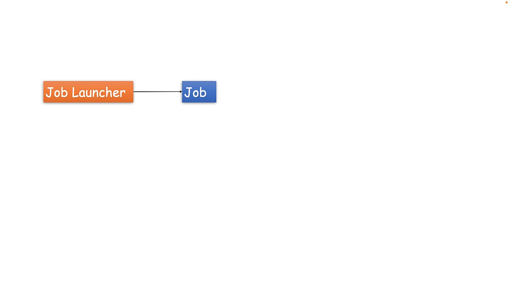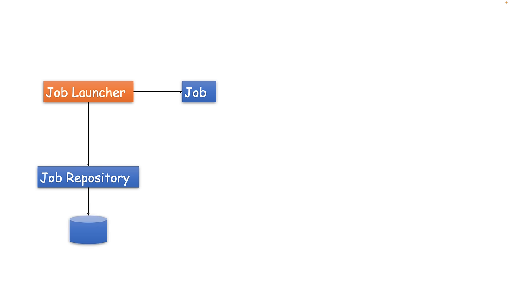A job can be defined as the work to be executed using Spring Batch. This work might involve a simple or complex task. Once the job launcher launches a job, immediately it will call another component, that is called job repository. This job repository helps to maintain the state of the job, whether it succeeded or failed.